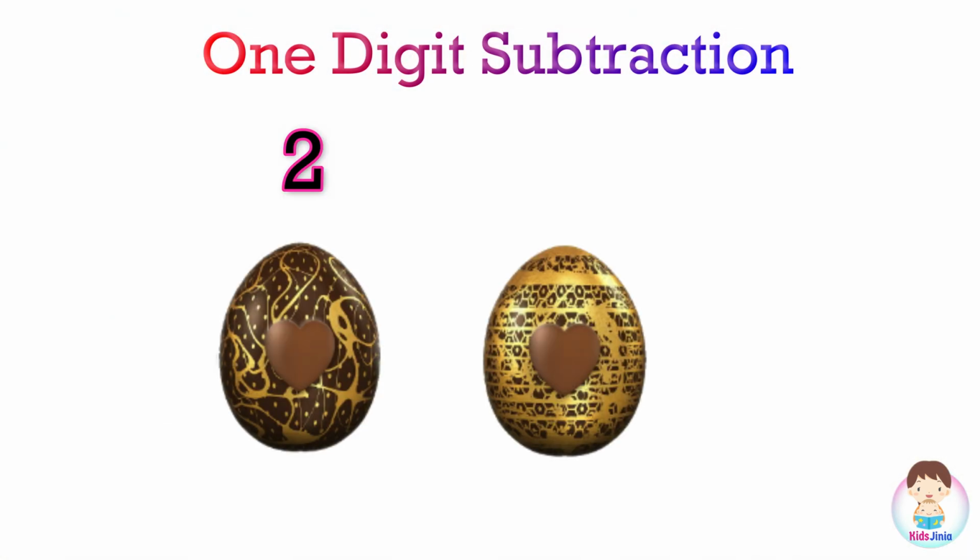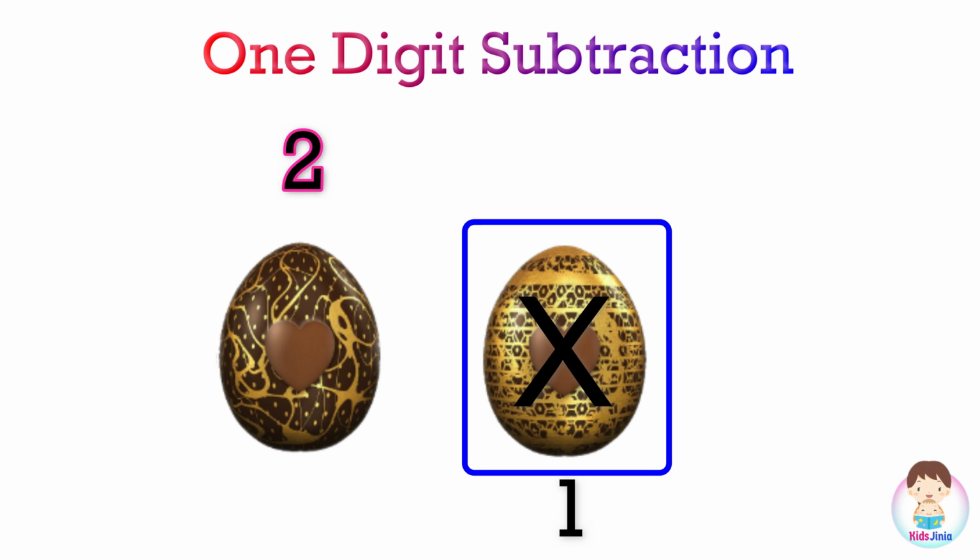I have 2 Easter egg chocolates with me. I have given 1 chocolate to my brother. Now, how many chocolates are left with me? 2 minus 1 is equal to 1. Yes, I have 1 chocolate with me. 2 minus 1 is equal to 1.